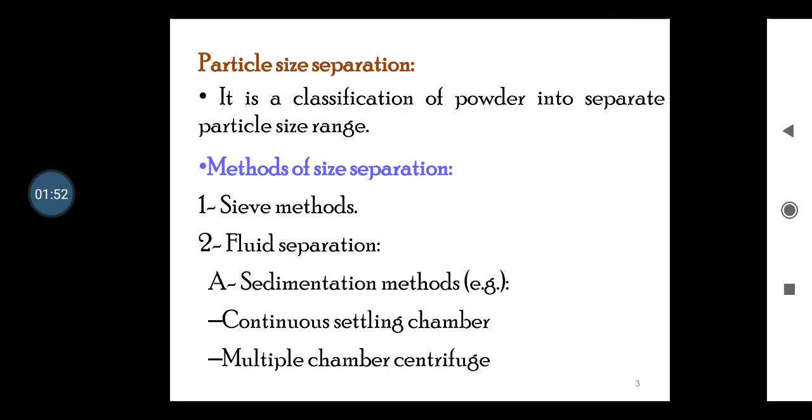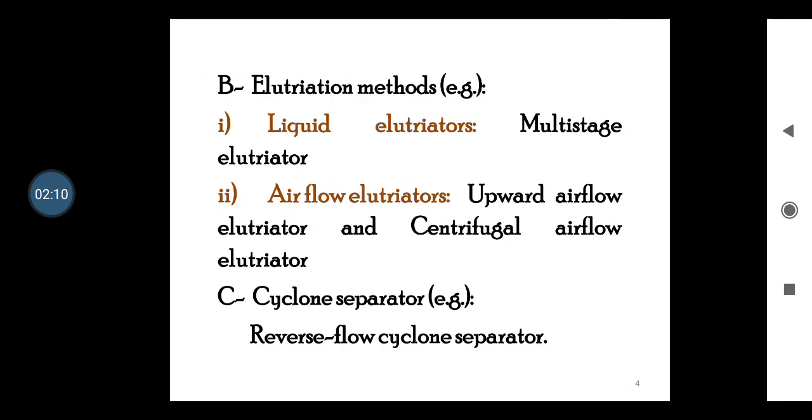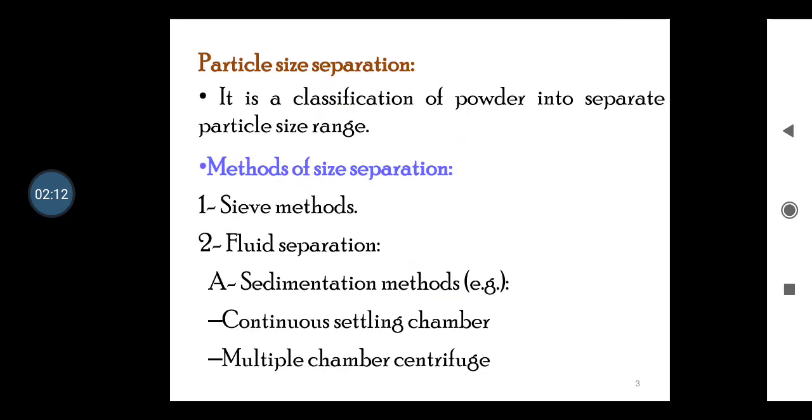First one is sieve methods, second one is fluid separation methods. As far as subtypes of the fluid separation methods are concerned, three distinct methods are available. One is the sedimentation method, the second is the elutriation method, and the third is the cyclone separator. The sedimentation method is divided into two parts, that is, continuous settling chamber and multiple chamber centrifuge.